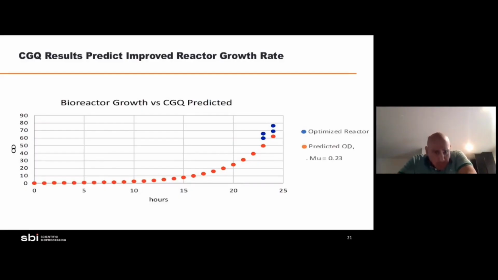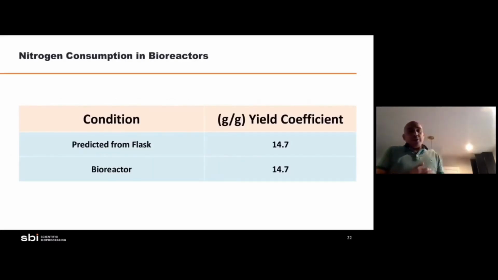And again, when we did this 4 times in 4 different reactors, we got similar results as were predicted from our Flasks experiments. So next, the nitrogen consumption. So the amount of nitrogen required per gram of cell mass produced was 14.7 as predicted from our Flasks experiment. And when this was carried into the reactor, we do in fact see that 14.7 is the amount of nitrogen that is consumed by our strain.